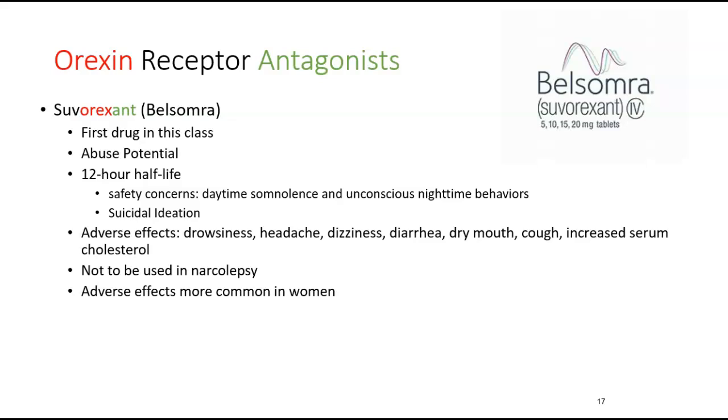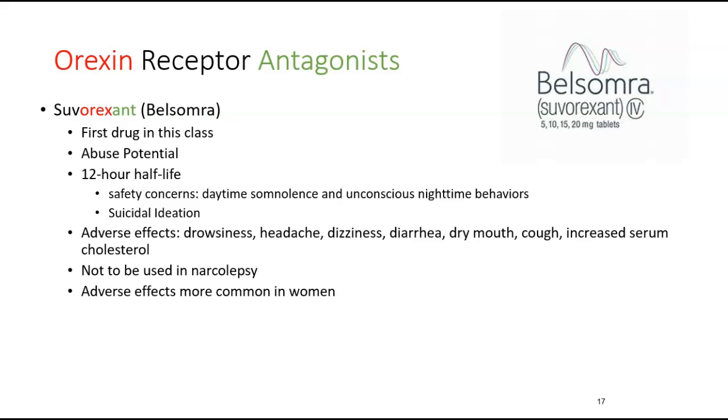So let's take a look at the orexin receptor antagonist, suvorexant, so it kind of tells you it's an orexin antagonist, Belsomra. There is an abuse potential for this. It's got a long half-life, 12 hours, and that means the person might be very, very sleepy during the day. There is a warning on this one about suicidal ideation, and it also has nighttime activities that a person might actually participate in that could be dangerous. This is not for narcolepsy. And with Belsomra, those adverse effects are actually more common in ladies.